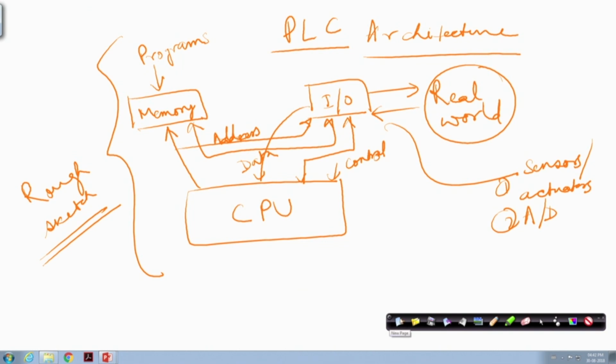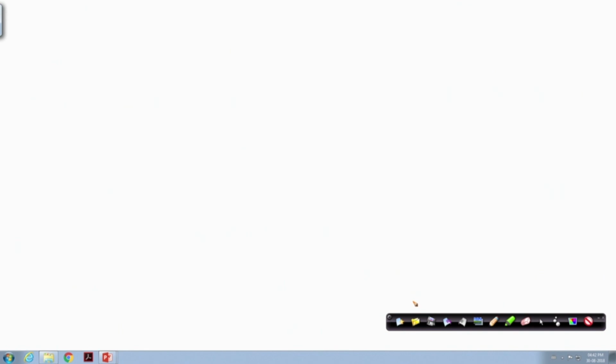Now, let us go a little further and talk about the most important thing that happens in a PLC. In most of these machines, the PLC goes through different loops. There is something called the scan cycle, the PLC scan cycle. In the scan cycle basically this looping happens.